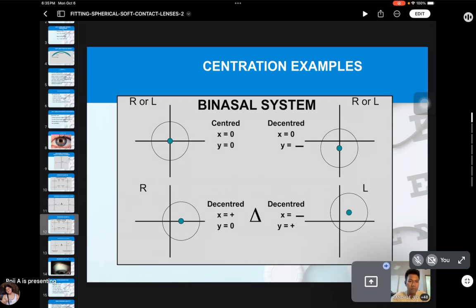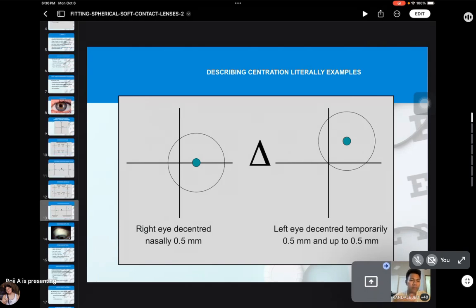So this one here, as you can see, there's a decentration. For the one over the left, you can see it says L, wherein the contact lens is decentered. So if that's the nasal, this is temporal superior. So you have a Y plus and an X negative. Correct? Do you understand that? Do you follow? Good.